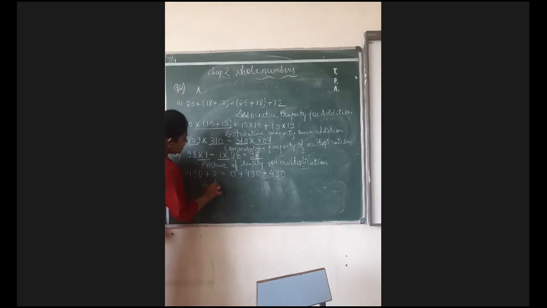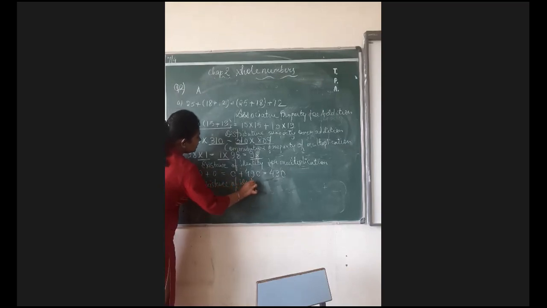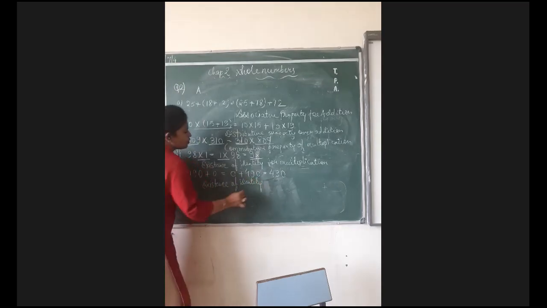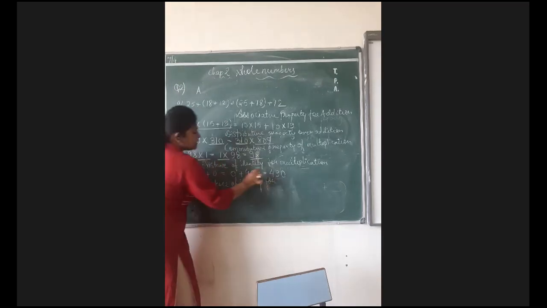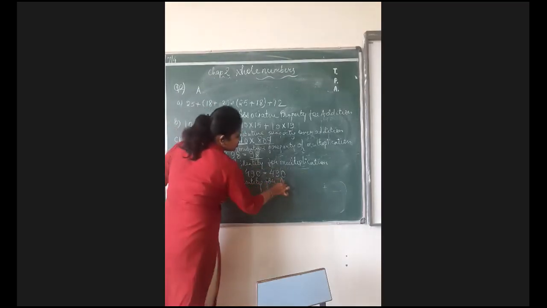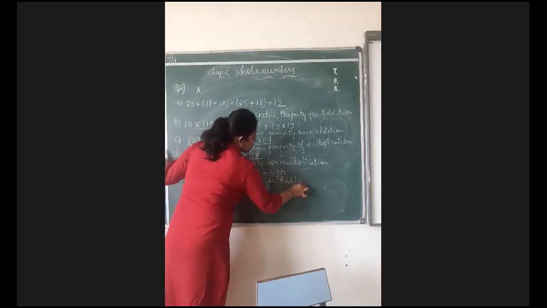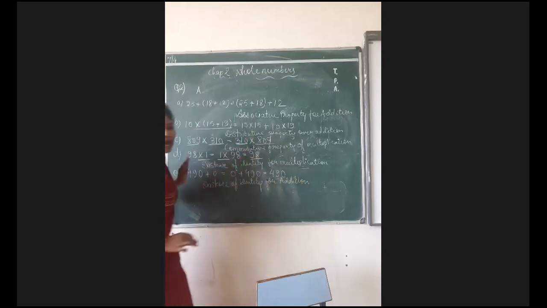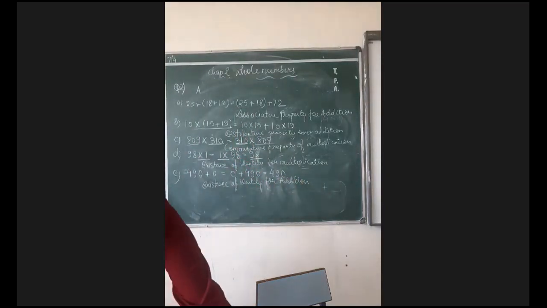So we will call it existence of identity for, now this time what is going on? This is addition, this is also addition. So this is for addition. So this question is completed.